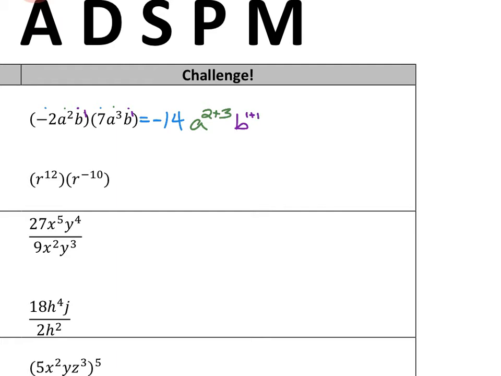Okay, so then I can just simplify this down to the final step. Negative 14 a to the 2 plus 3, which is 5, times b to the 1 plus 1, which is 2. And that's the simplified version.